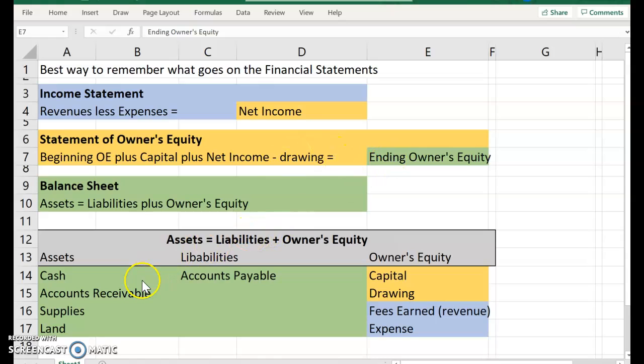So hope that helps you keep everything straight on the financial statements. And another instructor also said a way to remember the order is "I eat bread": income statement, equity, balance sheet. So hopefully that will help you.